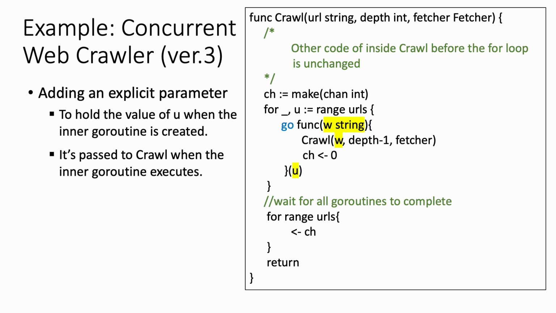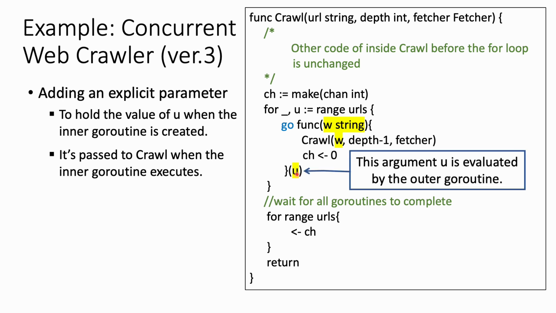In version 3 of the concurrent web crawler, we correct the error in version 2 by adding an explicit parameter w to the anonymous function definition. Then parameter w is passed to the recursive call to function crawl. The value of u updated by the loop iterations is then passed to the call to the anonymous function. Note that this argument u is evaluated by the outer goroutine before the inner goroutine is created.